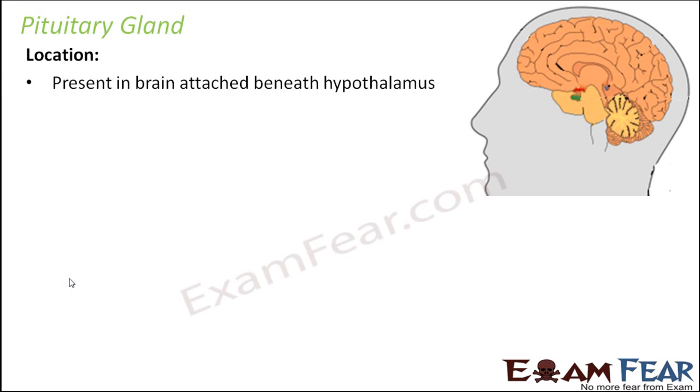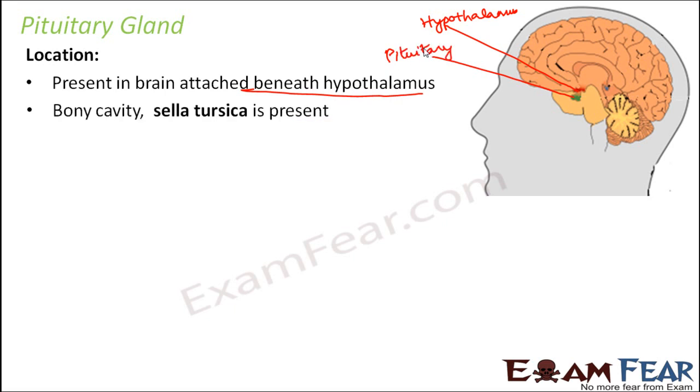It is present in the brain, attached beneath the hypothalamus. So it is just located below the hypothalamus. Here you can see the red one is the hypothalamus, and just below the red colored structure you have a green colored structure which is the pituitary. Now this pituitary gland is present inside a bony cavity called sella turcica. It is enclosed in a bony cavity, like how the brain is present inside the bony cavity called the skull. Similarly, the pituitary gland is located inside the sella turcica.